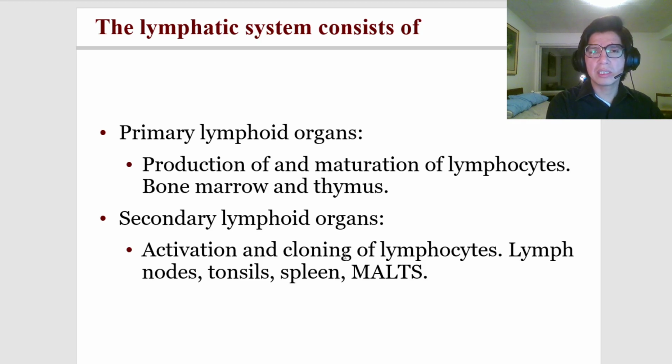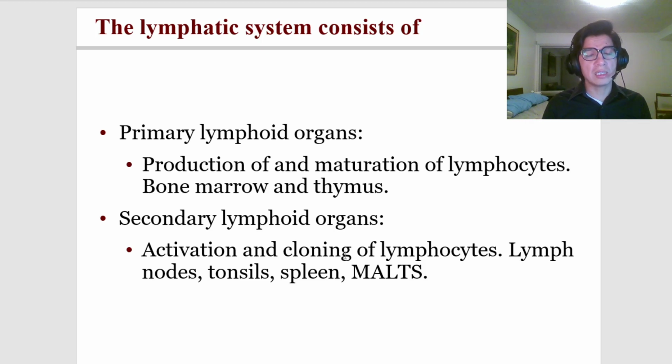The organs can be divided into primary and secondary lymphoid organs. Your primary lymphoid organs are places where your lymphoid stem cells divide and give rise to B lymphocytes in the bone marrow and T lymphocytes in the thymus. You also have your secondary lymphoid organs, which are sites of accumulation of lymphocytes, performing this survey role. You have your lymph nodes, tonsils, spleen, and your mucosa-associated lymphatic tissues present in mucosas.